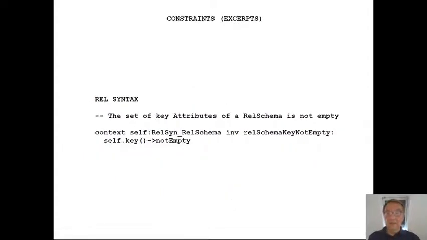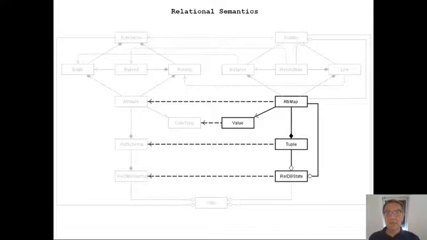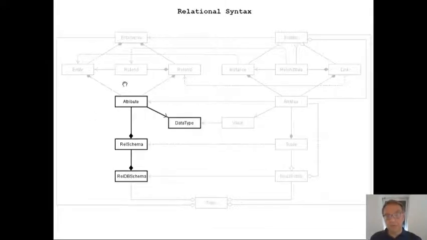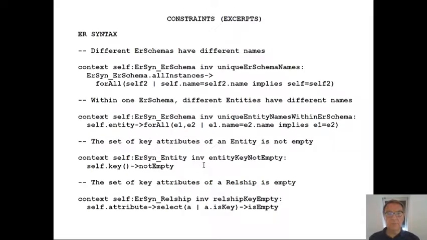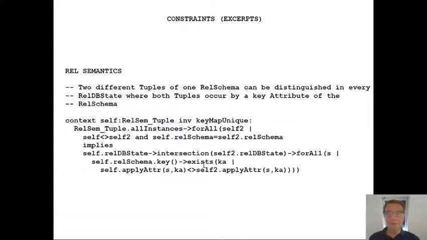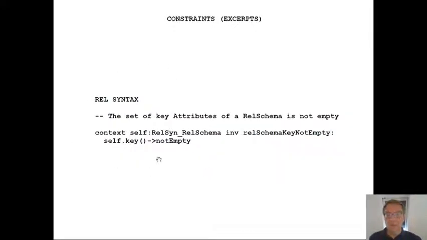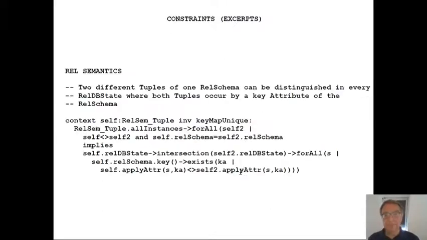In the relational syntax is this part over here. A relational database schema consists of relational schemas, and each relational schema has many attributes. And the constraint in the relational syntax part now says, well, the set of key attributes of a relational schema is not empty. Self.key is not empty, as we have had it for the entity.